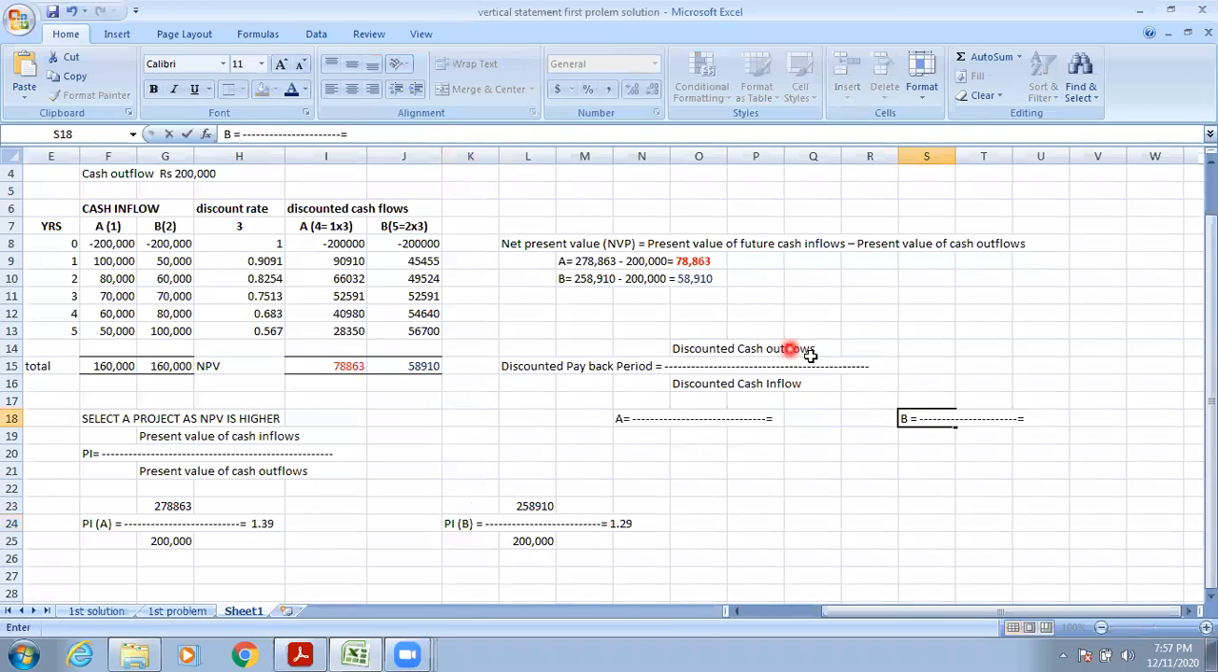So discounted cash outflow in case of A, outflow is 2 lakh, right? So we will write here 2 lakh, divided by the discounted cash inflow. Inflow total is the calculated inflow here, this 2,78,000. Next, calculate this thing. I will put here the next.